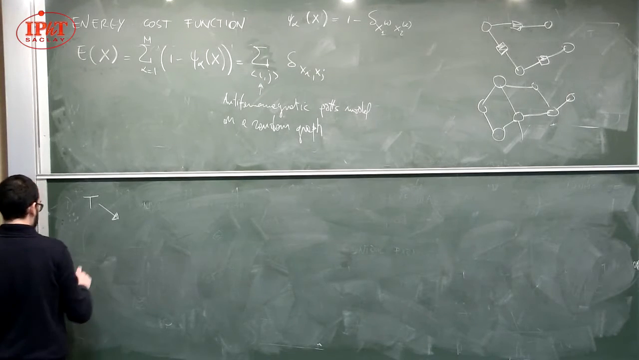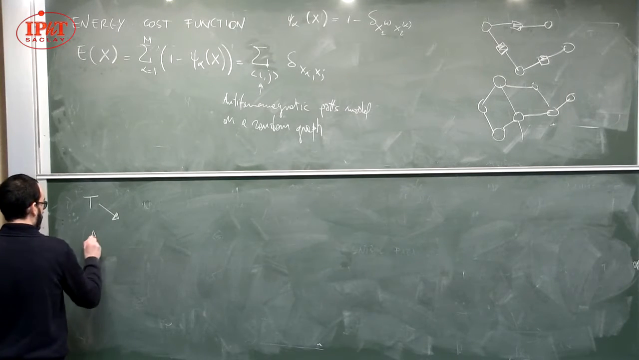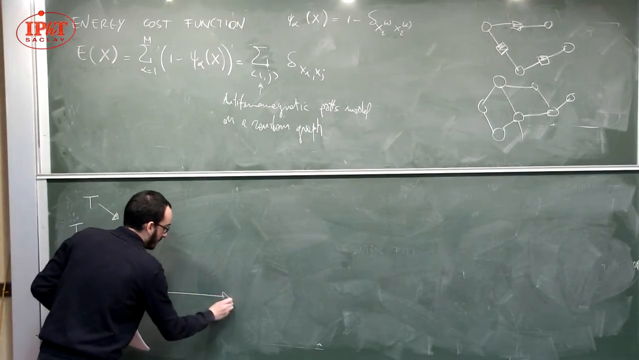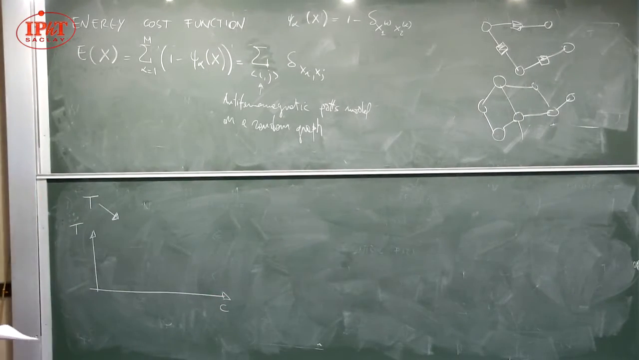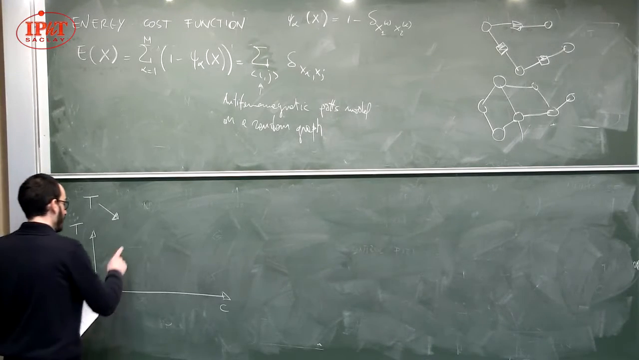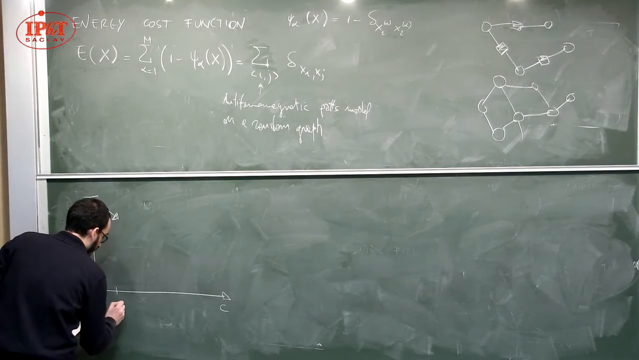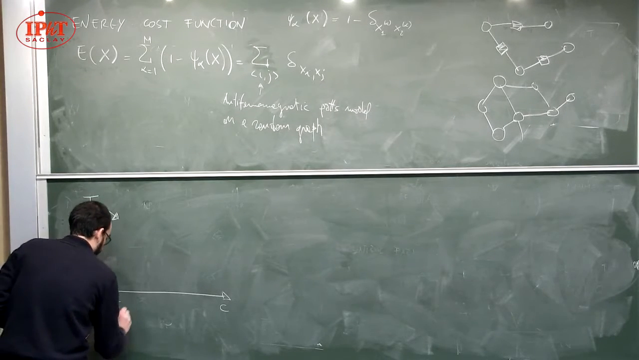And once you fix T, you have a phase diagram. Here you put the temperature, and here there is the connectivity. See? And in this phase diagram, there are phase transition lines. So I will just draw it and then I explain it.